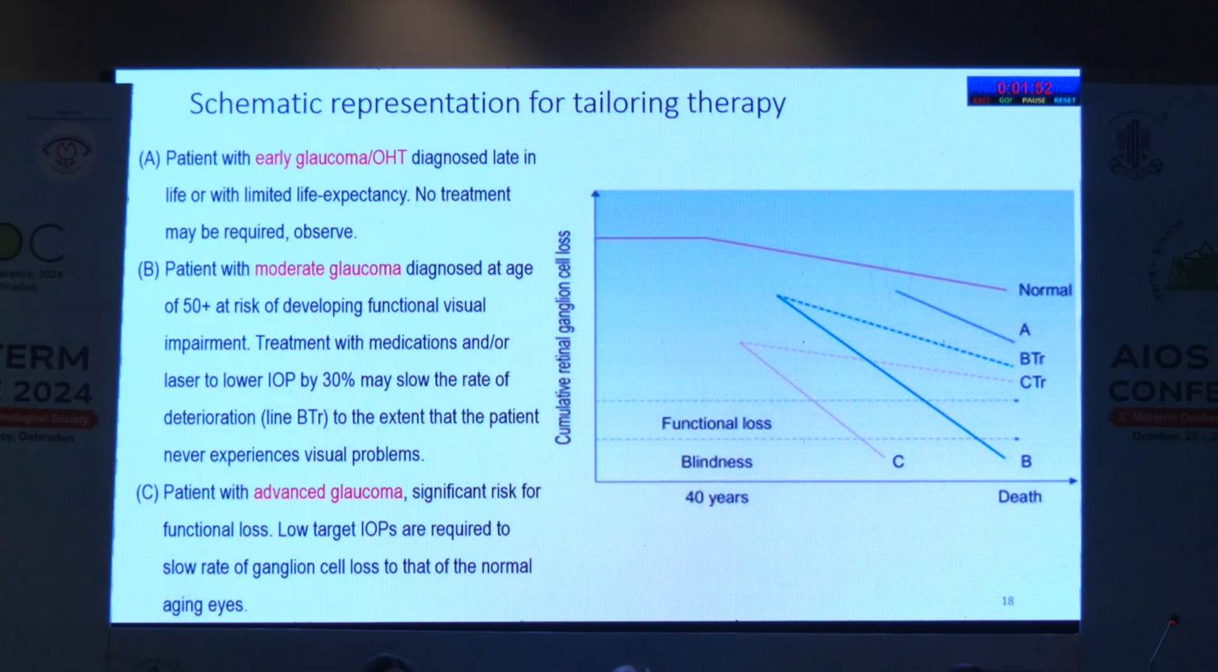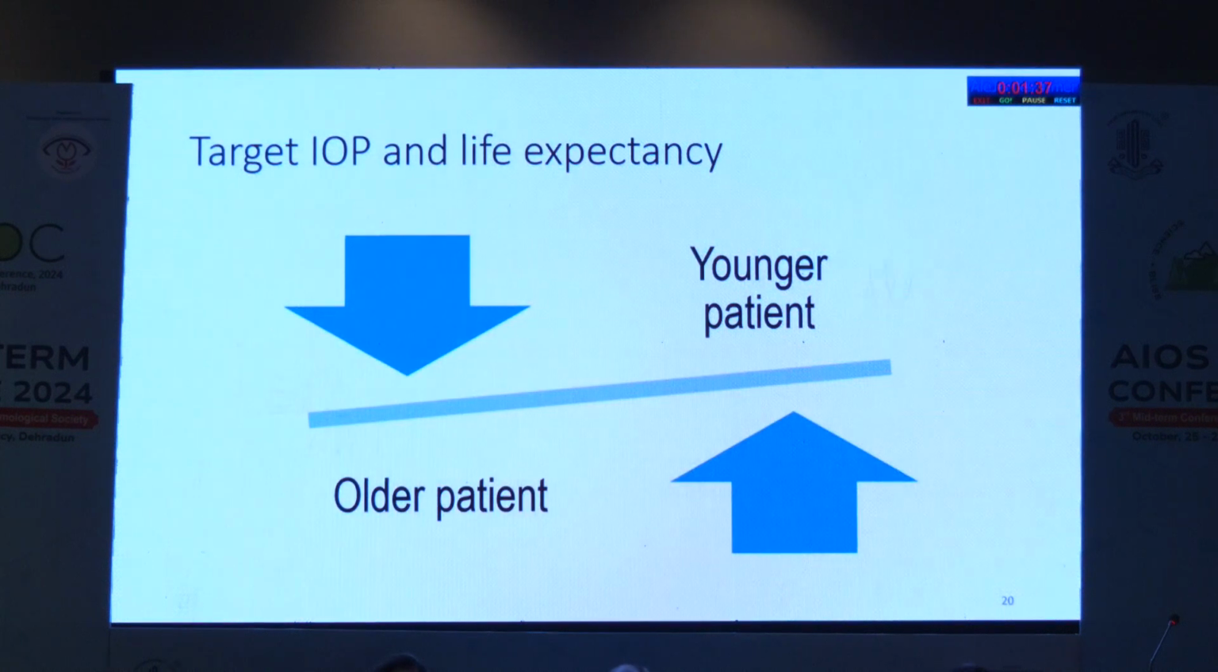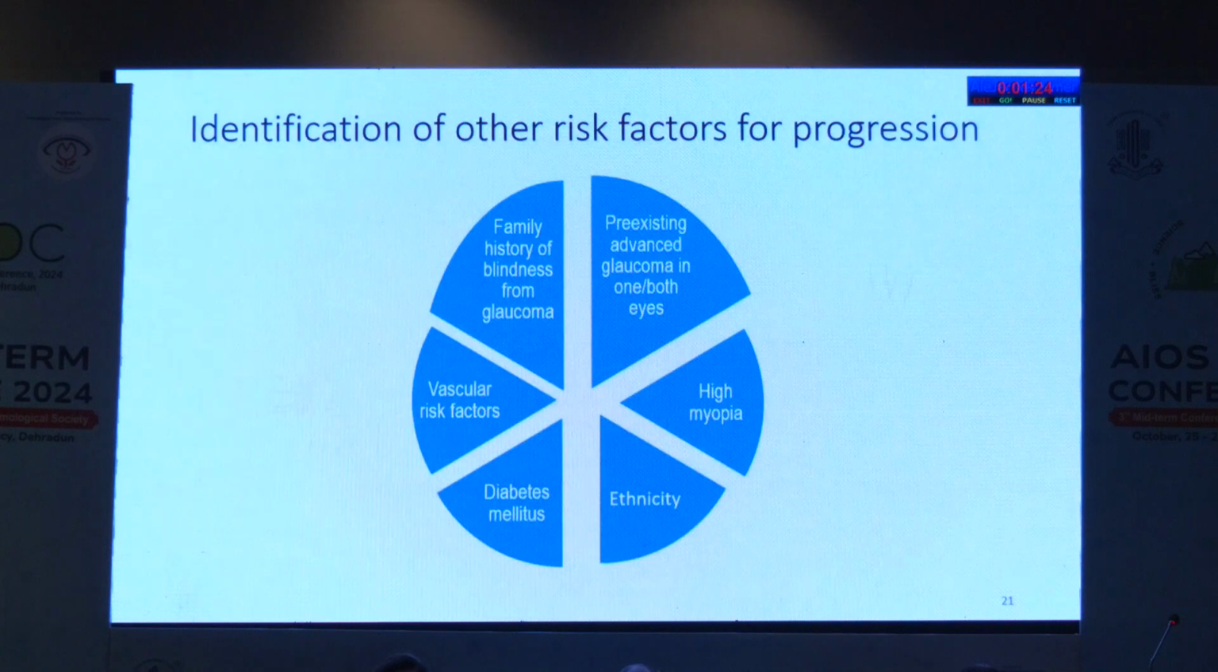But for moderate or advanced glaucomas, you would definitely need to have more aggressive therapy. So if the rate of progression is less, you can set higher target IOPs and vice versa. If the patient is younger, considering other factors are the same, your target IOPs will be lower because the patient has a much longer time to live.